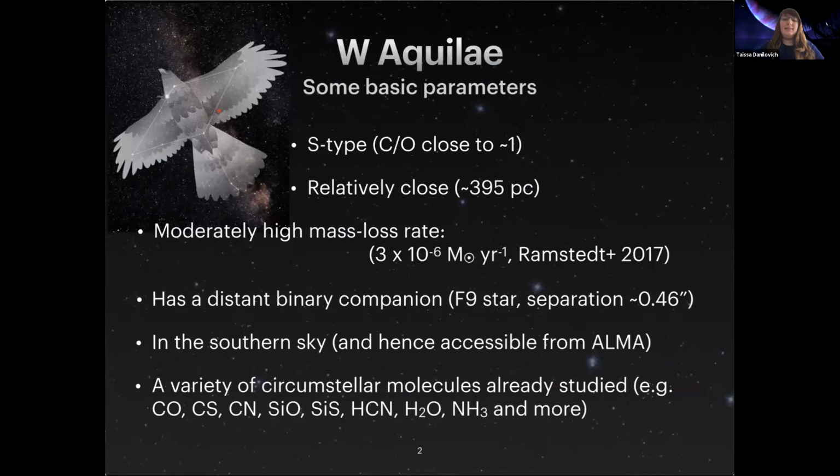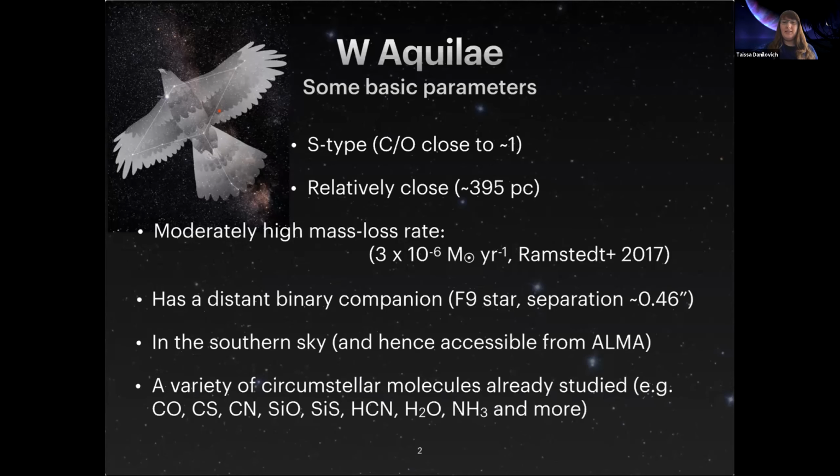W Aquilae is an S-type AGB star, as was in my title. This was mentioned in the previous talk, but just to quickly recap, S-type AGB stars have intermediate chemistry, somewhere between oxygen-rich stars and carbon-rich stars. So the thinking is they're on their way to becoming carbon-rich, but aren't there yet. So the carbon to oxygen ratio is close to 1.